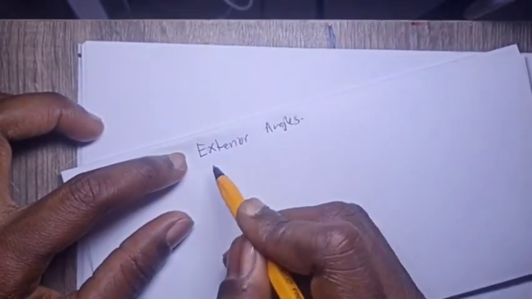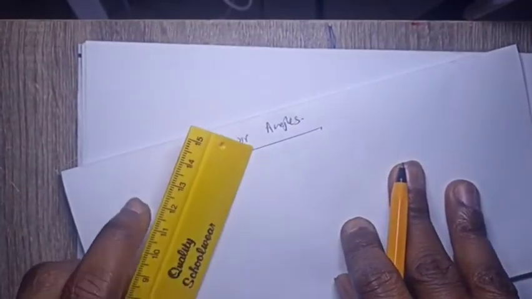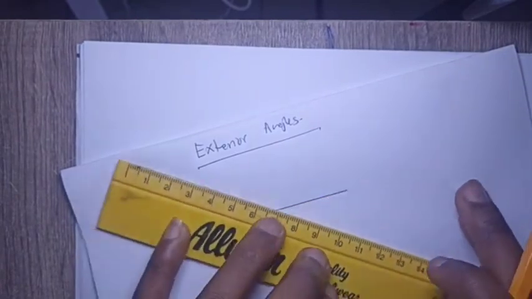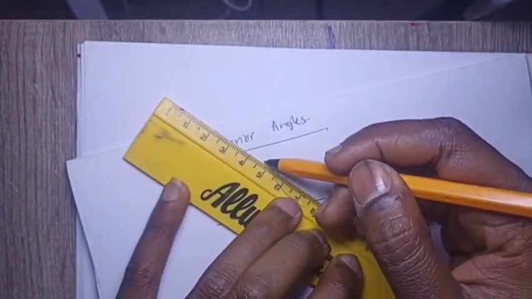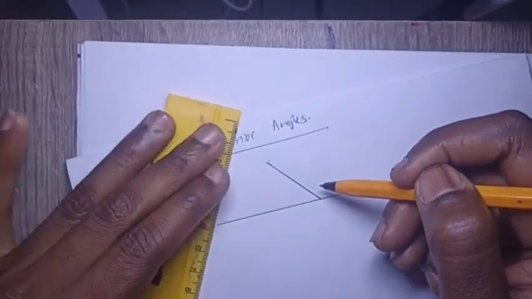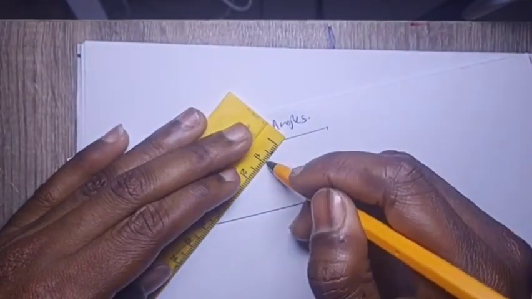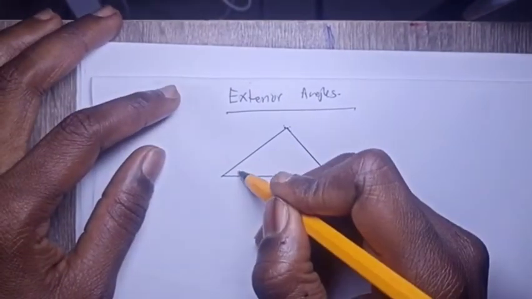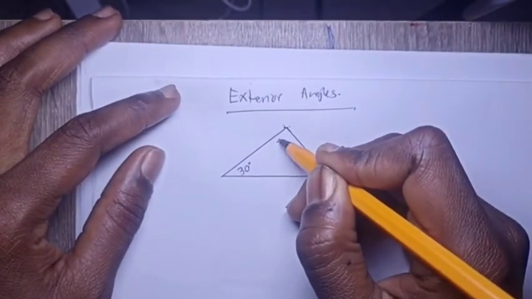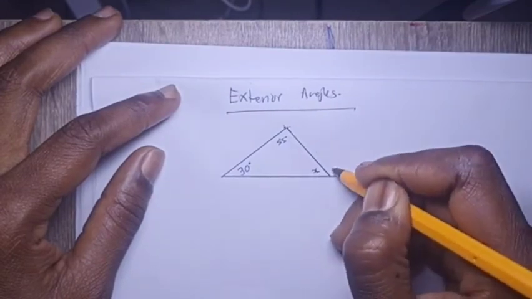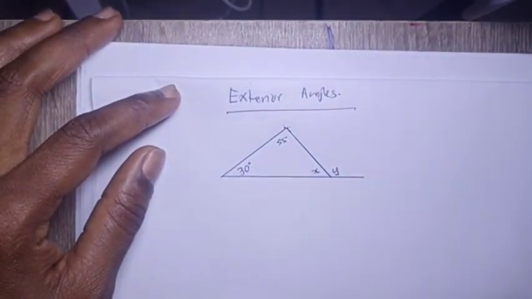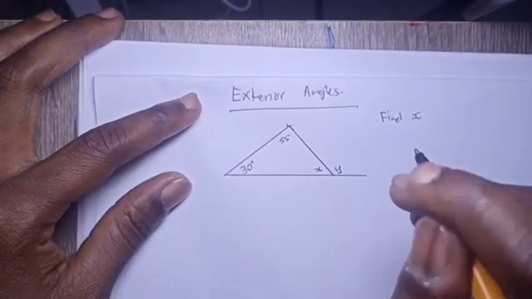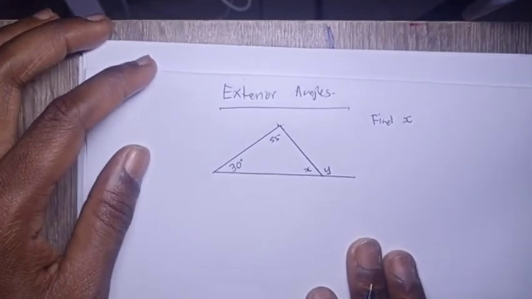So let's say they give you a question like this. You see the triangle, right? They give you this is 30, this is 55, and they give you X and they give you Y. So the question obviously will say, find the value of X. We can all do that, right? How are we going to find the value of X?